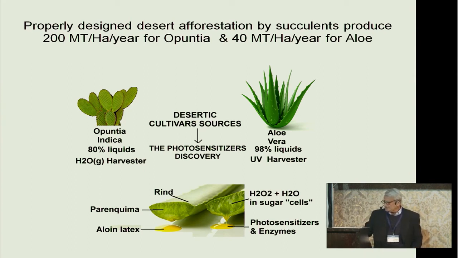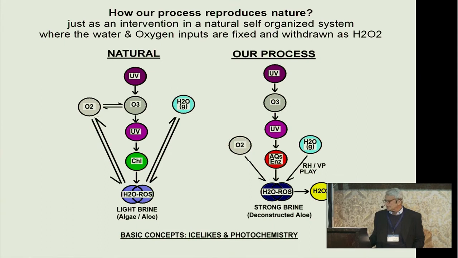In the bottom part, you have what an aloe plant is. The liquids in the aloe plant are around 98-99%. It is located in the parenchyma, which are little bags of liquids, and under the cover, there is the latex or sap of aloin, which is an anthraquinone, the photosensitizer, and also the enzymes that do the work.